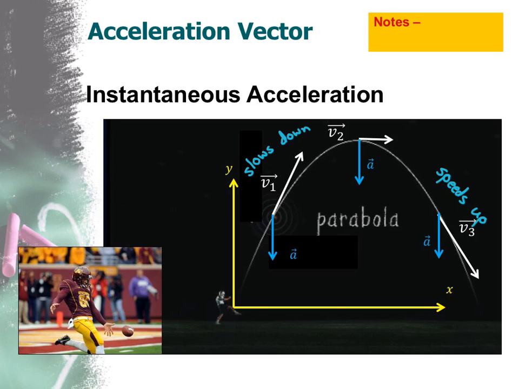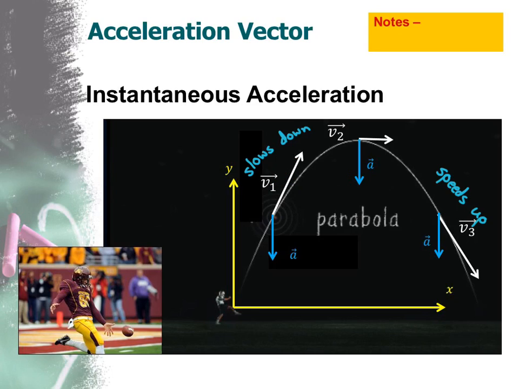Well, let's see, what does that mean? In other words, I have an acceleration vector that's always pointing down. I have a velocity vector that's always tangential to the trajectory, which is what I said in the last video.